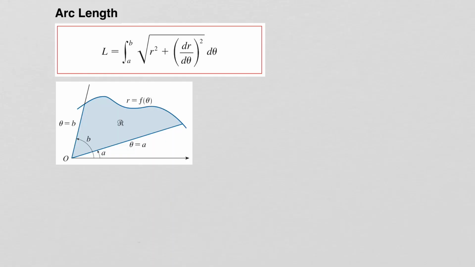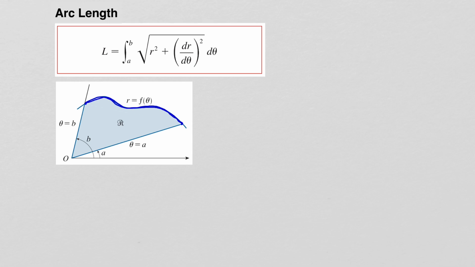Now suppose we wish to find the length of the arc between A and B. So instead of finding the area, now we are interested in finding out how long the curve is from here to here. Well, it turns out that the formula is given here: L equals the integral from A to B of the square root of the quantity r squared plus (dr/dθ) squared, dθ. Let's talk about where this comes from.